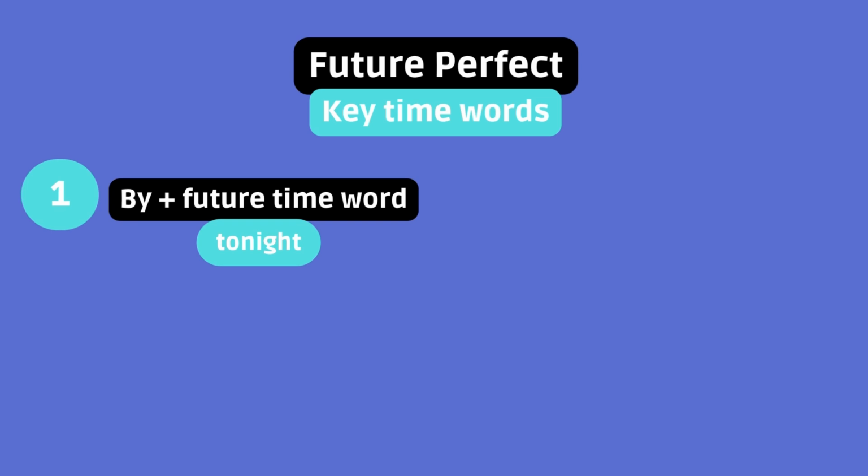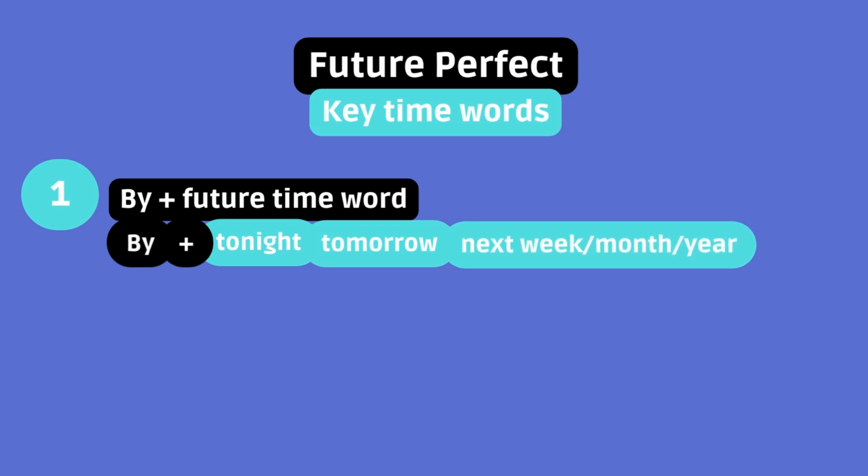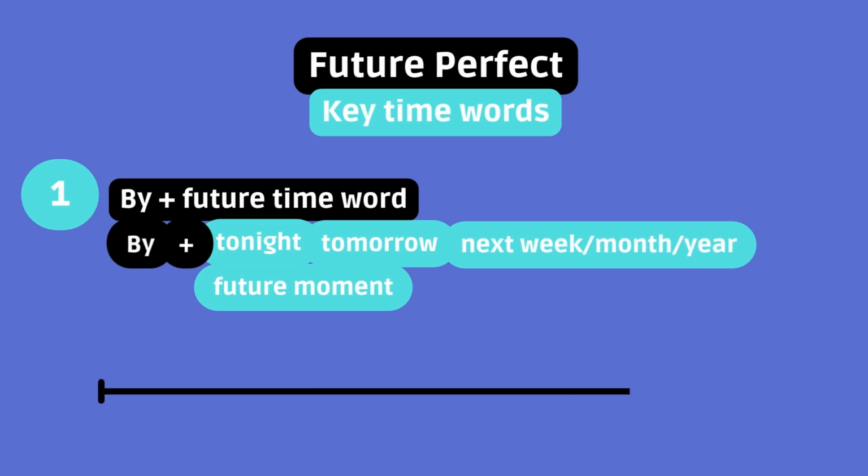By plus future time word. By tonight, by tomorrow, by next week, month, year. By a future moment. By is the most common time word found with the future perfect. Careful, this preposition has many different meanings. Here we are focusing on its use with the future perfect.